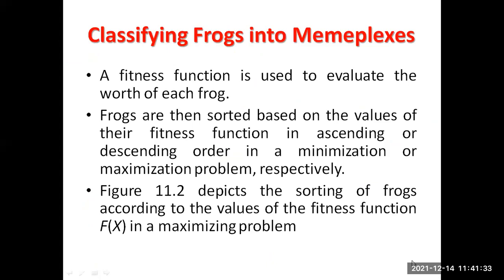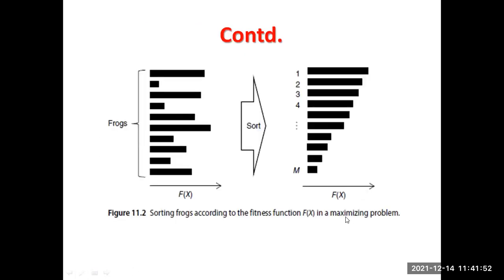So the frogs are sorted based on the values of their fitness function in ascending or descending order in a minimization or maximization problem. Let us understand from the figure the sorting of the frogs according to the values of the fitness function. If fx is a maximization problem, we'll see how it is sorted. Let us say these are the frogs. What I have shown with numerical values is shown with the help of some figures.